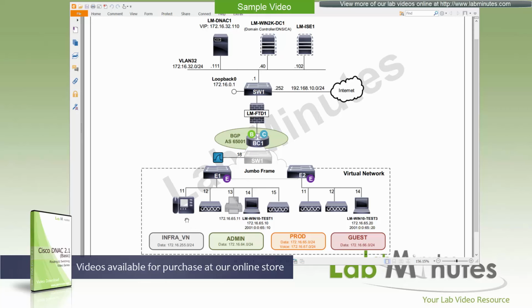These are some of the VNs that we will be creating in this lab: INFRA_VN, which is there by default, the admin, the prod, and the guest. So the goal here is to build the SDA fabric on top of the underlay network that we already have and provide connectivity within the fabric to our endpoints while creating all these VNs.